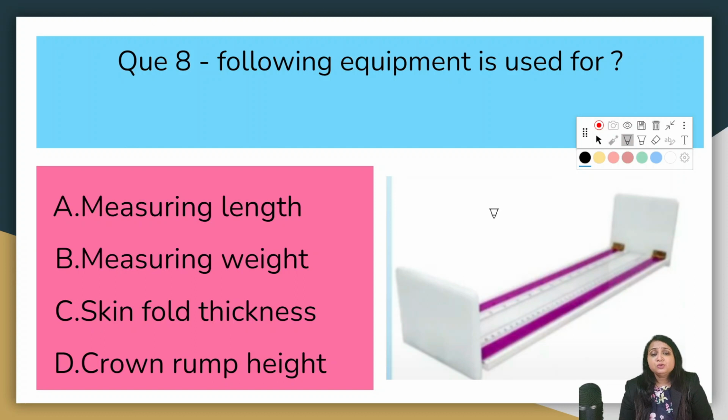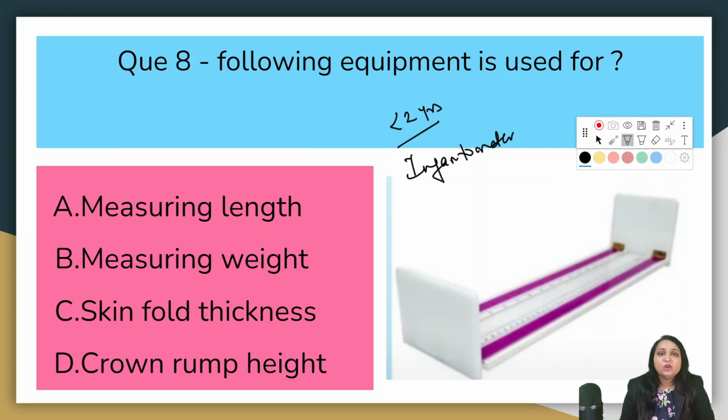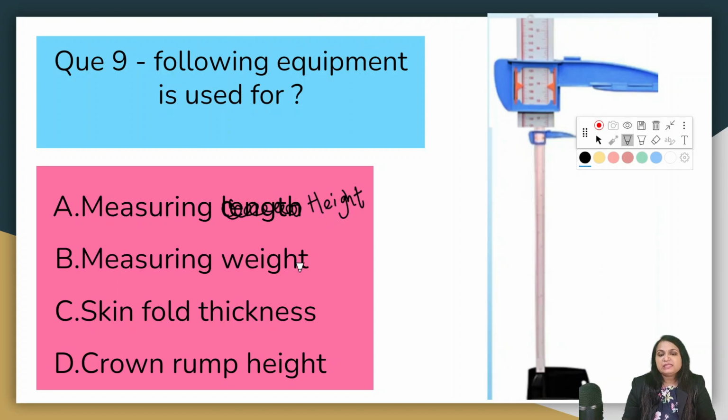Following equipment is used for, look carefully, this instrument is used in an anthropometric assessment, and it is called an infantometer. This is used for children who are less than 2 years of age, where we cannot take the height as the child cannot stand properly, so we take the length of the child. There we use this instrument, and the correct answer is measuring length. Following equipment is used for measuring height, weight, skin fold thickness or crown rump height. This instrument is called a stadiometer, and it is used for the measurement of height for children who can stand properly after 2 years of age.